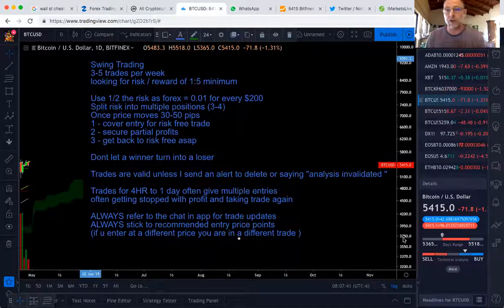We are swing trading with Swipecoin. We are not taking trades every day. We are not day trading. We're not scalping with this particular application. We are swing trading and we're looking for 3 to 5 trades per week.